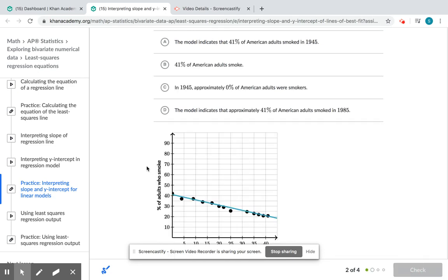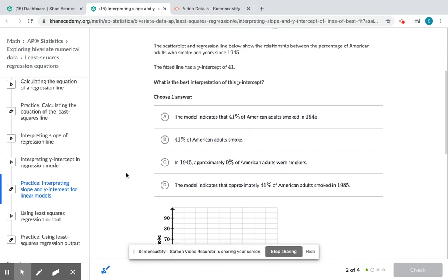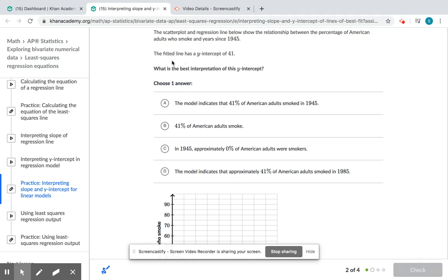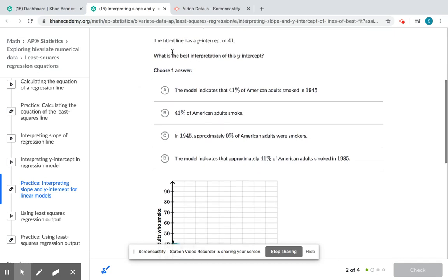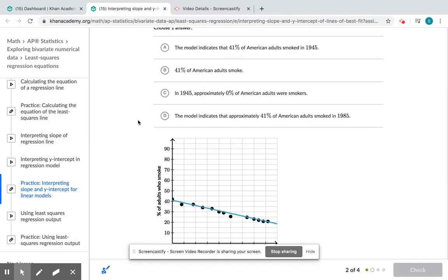I'm going to try one more. Right, so the scatter plot and the line of best fit shows the relationship between the percentage of American adults who smoke in years since 1945. So they tell you that the line of best fit has a y-intercept of 41, and they want to know what is the best interpretation of the y-intercept. Now, we've definitely talked about this in class, that the y-intercept is always the starting point or the beginning point or the initial cost. So when we read through these, let's see which one makes the most sense.